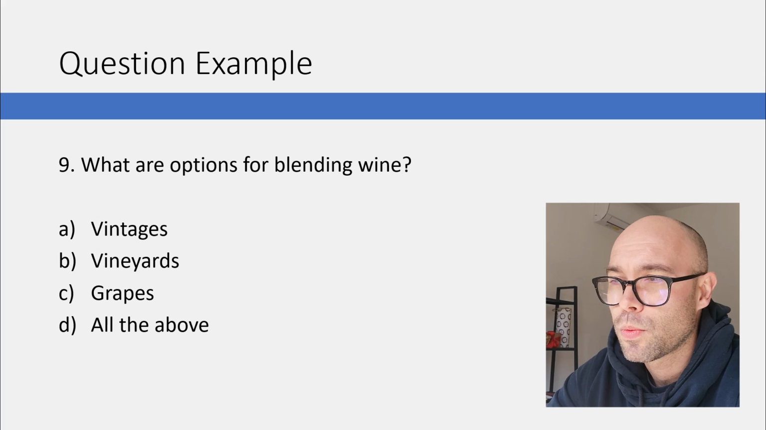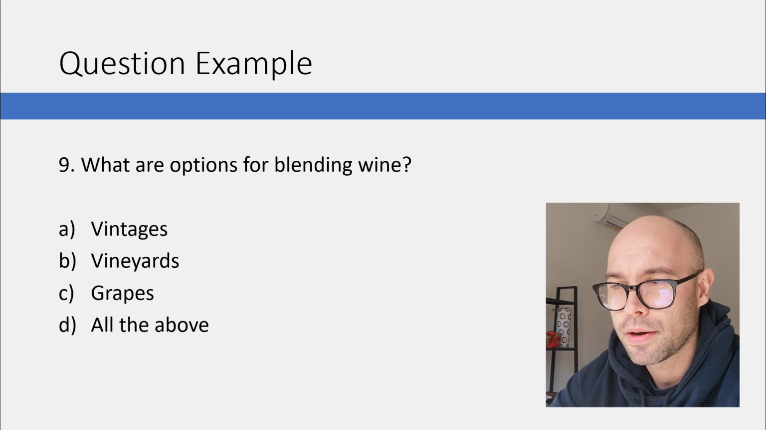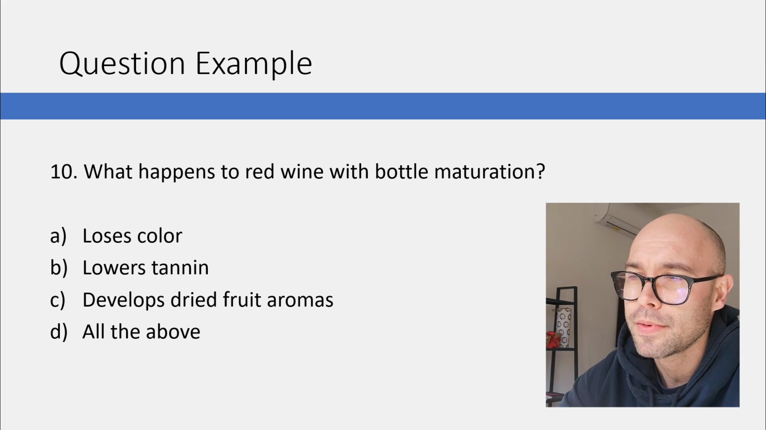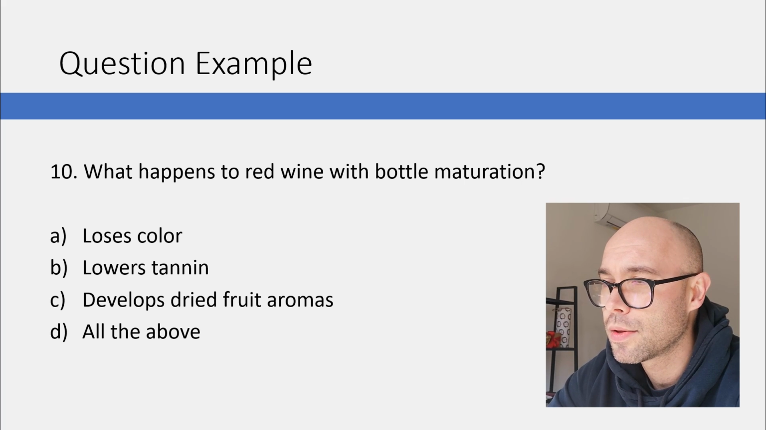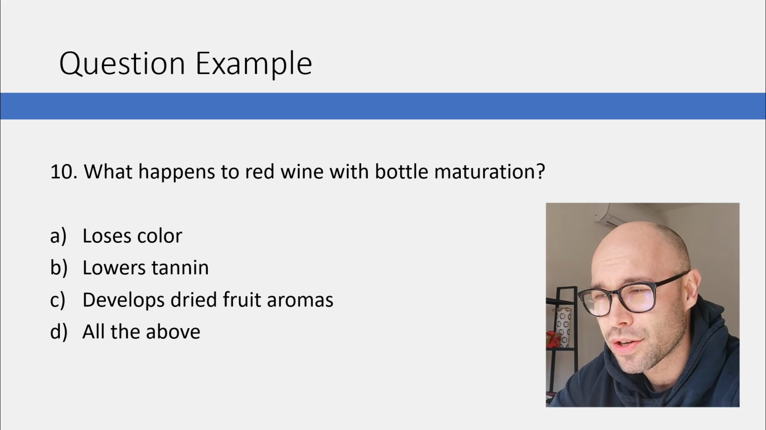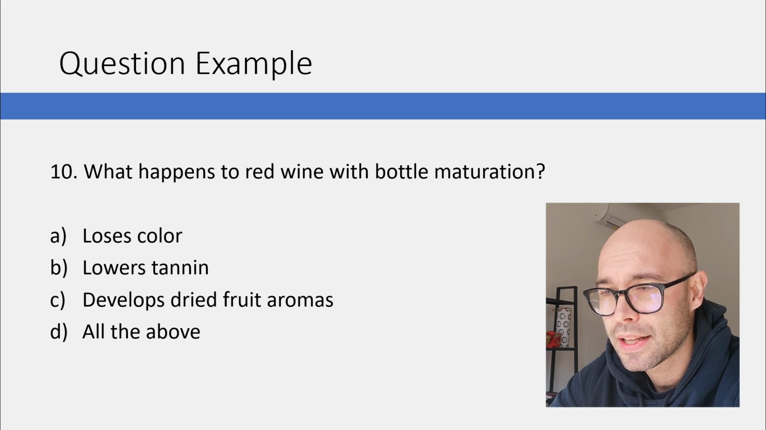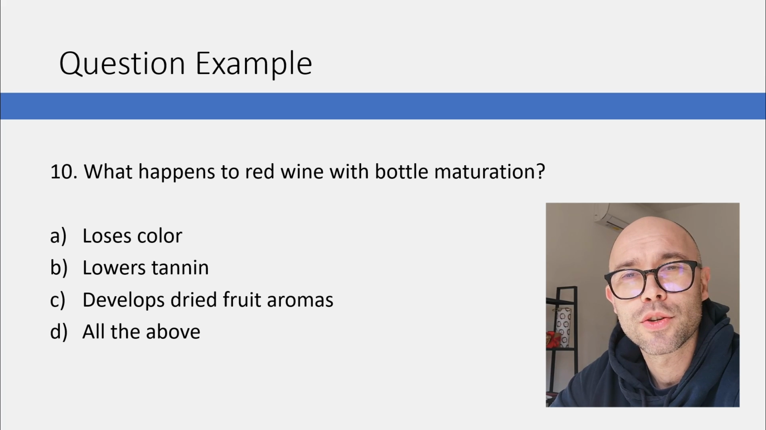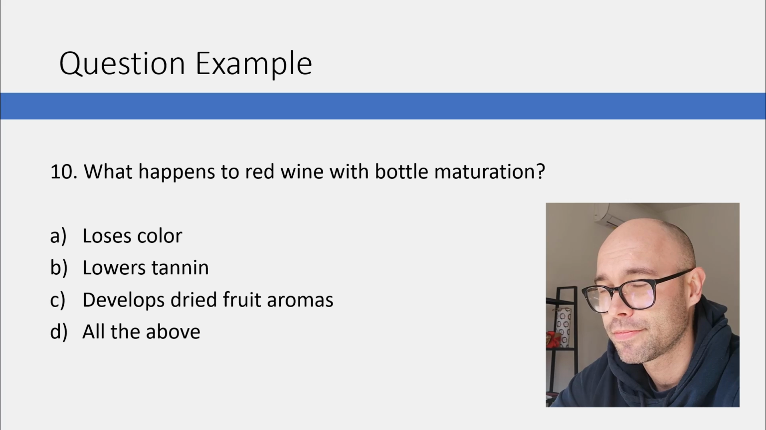What are options for blending wine? Vintages, vineyards, grapes, or all the above? The correct answer is D, all the above. What happens to red wine with bottle maturation? Loses color, lowers tannins, develops dried fruit aromas, or D, all the above. The correct answer is D, all the above.